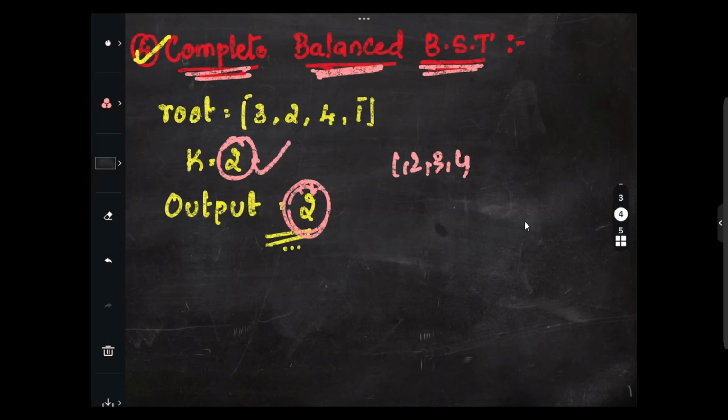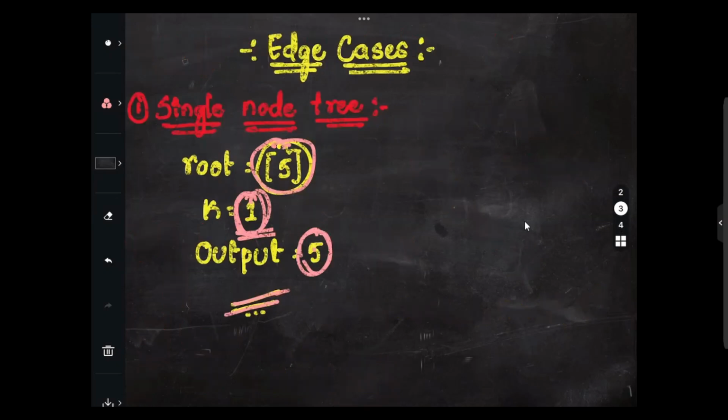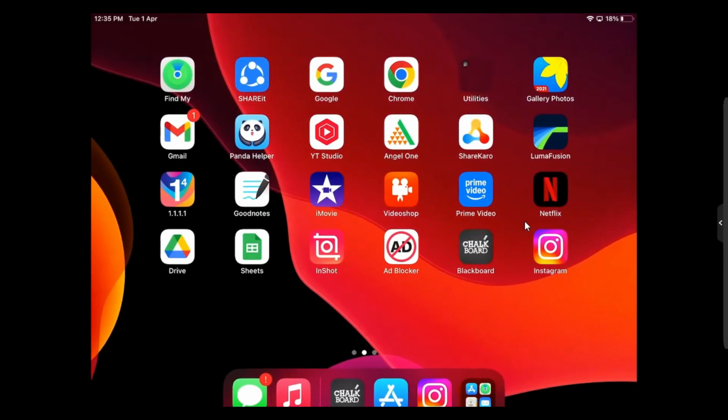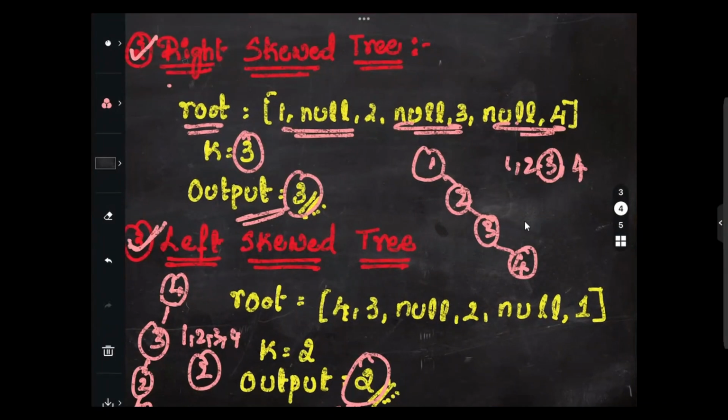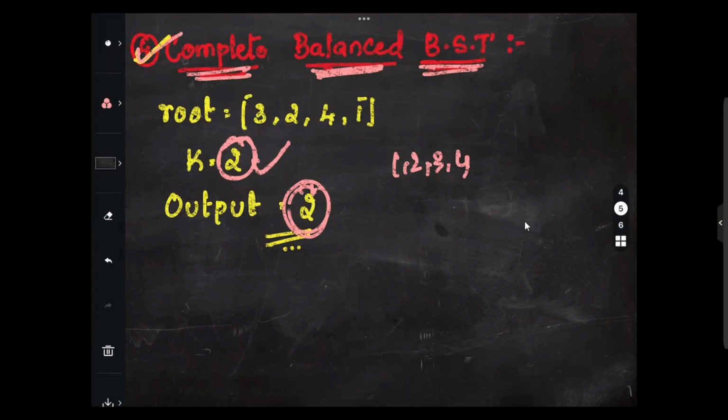So these are the 4 edge cases that we need to keep in mind. The first edge case is the single node tree. The second is the right skewed tree. The third is the left skewed tree, and the fourth is the complete balanced binary search tree. These are the 4 edge cases that we need to keep in mind, right?